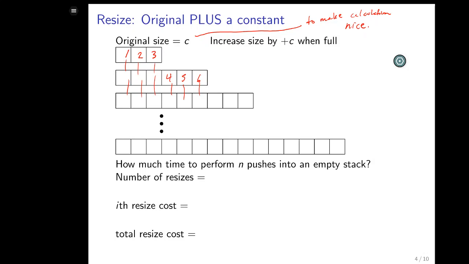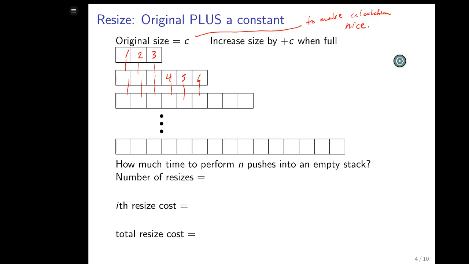If I perform n pushes, if I push n things into my stack, after 3, I trigger a resize. After 6, I trigger a resize. After 9, I trigger a resize. How many resizes do I trigger if I push n things into the stack? You just say it. N things into the stack, 3, trigger a resize. 6, trigger a resize. 9, trigger a resize. 12, trigger a resize. N over 3. Something like that, right?